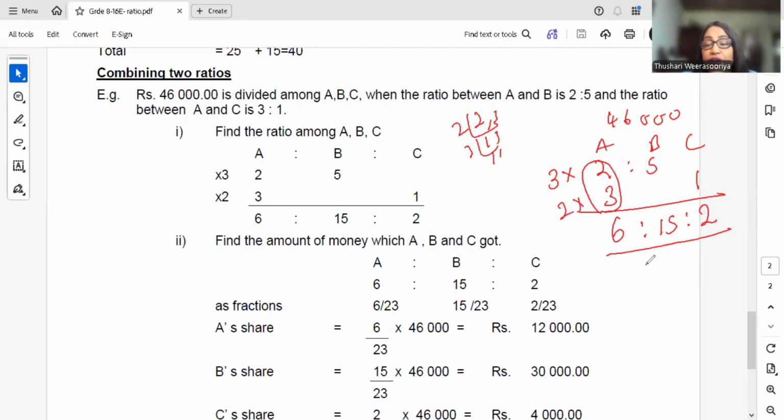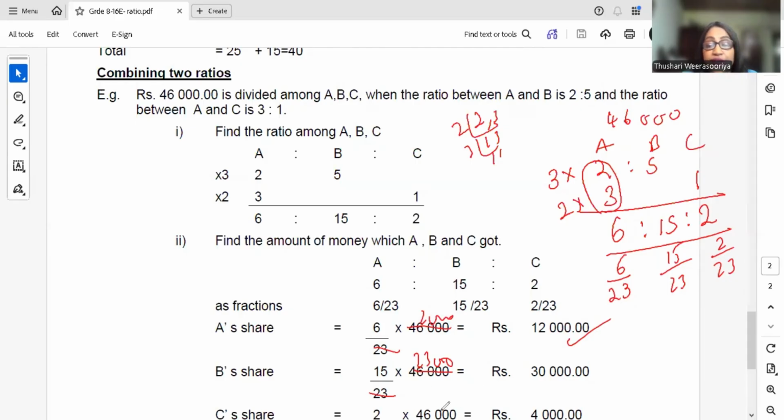After that, you can divide 46,000. What is A's fraction? Like earlier, you add them. 6 plus 15 plus 2, that is 23. Out of 23, A is getting 6 out of 23. B is getting 15 out of 23. C is getting 2 out of 23. Likewise, you can find A's share, 6 over 23 multiplied by 46,000. You can cut 23 into 2,000, 2, so 6 times 2,000 is 12,000. For B, 23 cut, that is 23 into 15, 30,000.